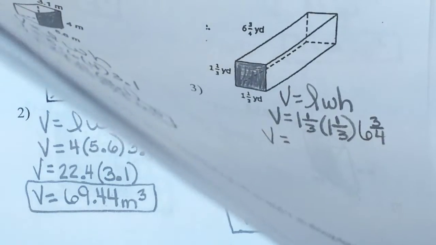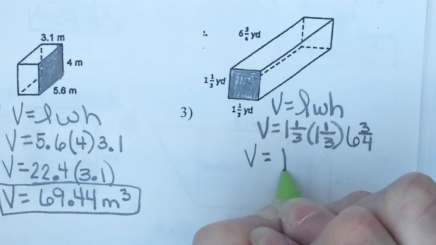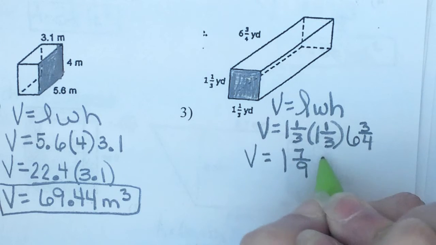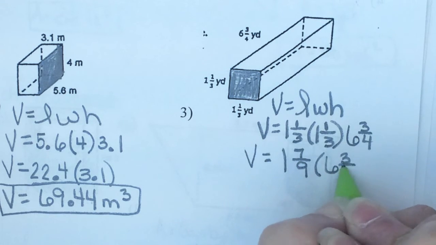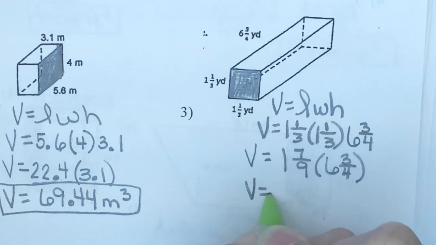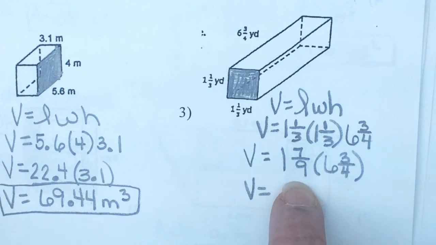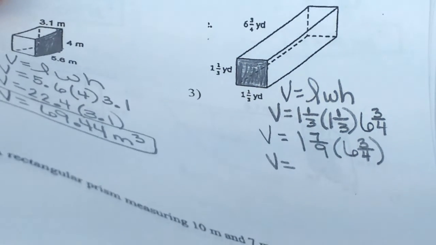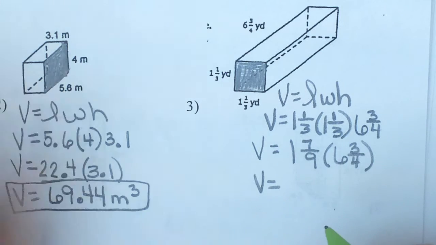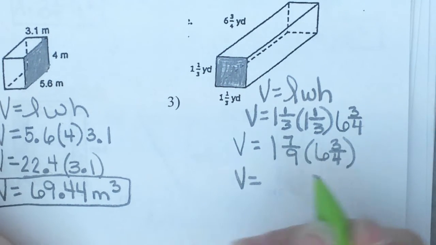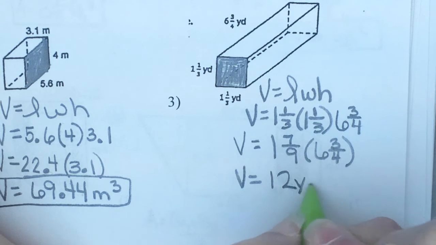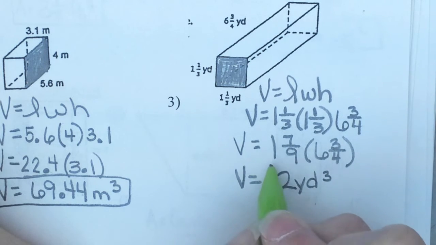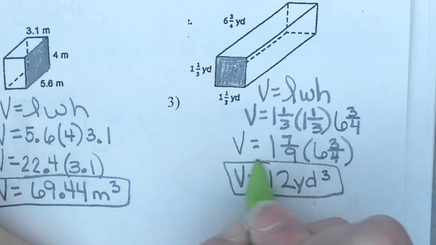1 and 1/3 times 1 and 1/3 is 1 and 7/9. And then 1 and 7/9 times 6 and 3/4 is 12. It's kind of weird. It's just 12 yards cubed.